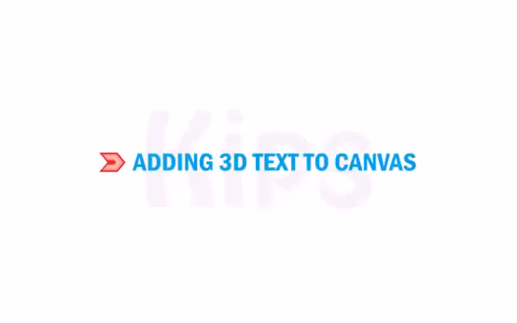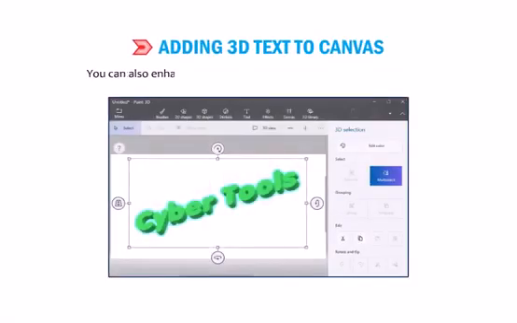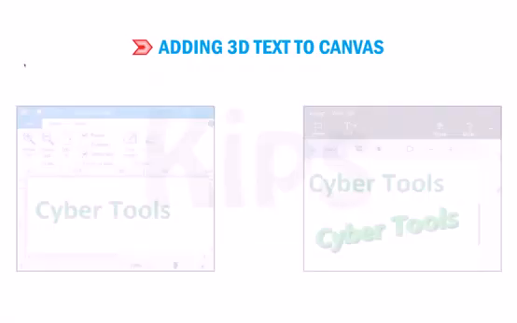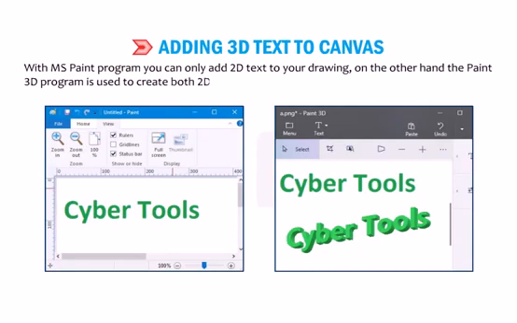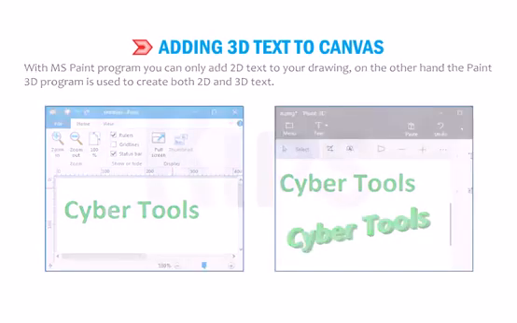Students, let us find out how to add 3D text to Canvas. You can also enhance your artwork by adding 3D text to your canvas. The Paint 3D Text tool is an upgrade of text tool used in MS Paint. With MS Paint program, you can only add 2D text to your drawing. On the other hand, the Paint 3D program is used to create both 2D and 3D text.